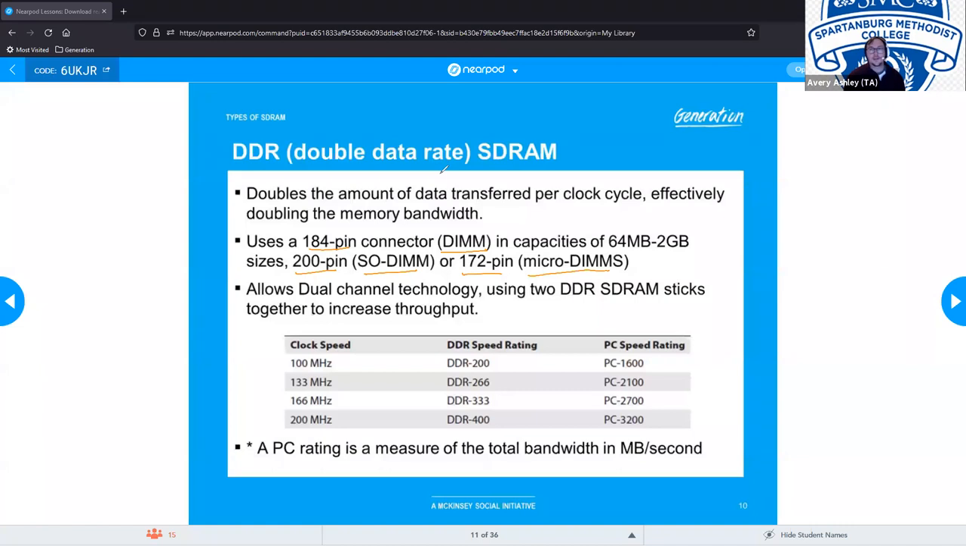Double data rate RAM. Yeah, you're on the right track, so good job with that. We know that it's double the data rate, so it's going to be double the clock speed. When we see this DDR speed rating, we know it's going to be double whatever our clock speed is. So our clock speed times 2 is going to equal our DDR-200, DDR-266, 333, 400, approximately. The 166 is obviously going to be a little bit off.